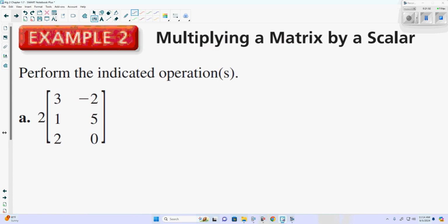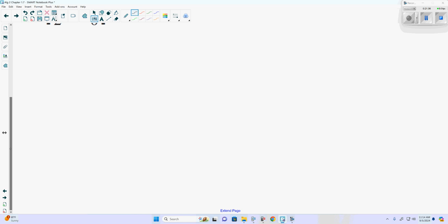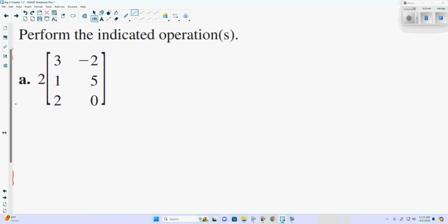Yep. So this first one here, we have this matrix. Put 2 times 3, 2 times negative 2, 2 times 1 and 2 times 5. So when we scale something, we're making it bigger or smaller. It's our vertical stretch shrink kind of. So we're scaling this by 2. So every number in this matrix is going to be scaled by a factor of 2.